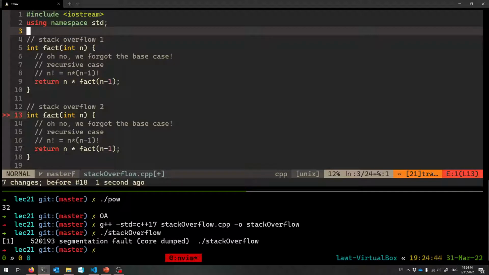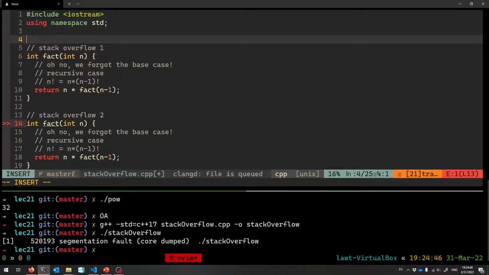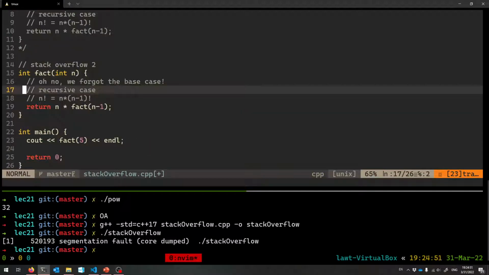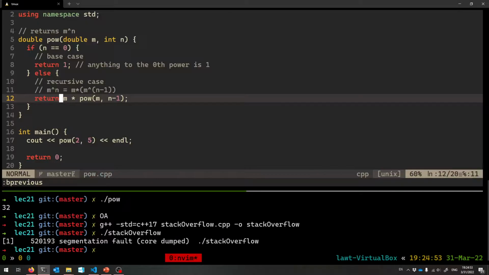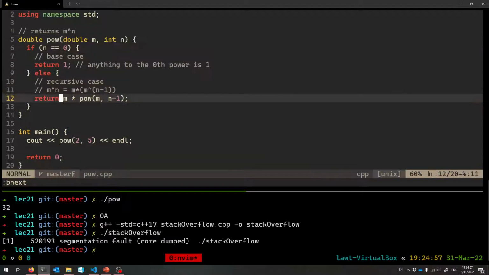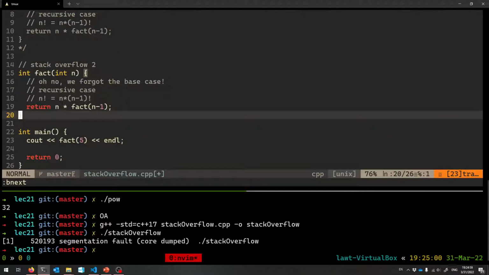How do I want to do this, I guess? Just comment everything out then. I'll use a multi-line comment. So maybe you remembered the base case. So let's steal the correct version of fact again. Maybe you remembered the base case, but you just never got there.